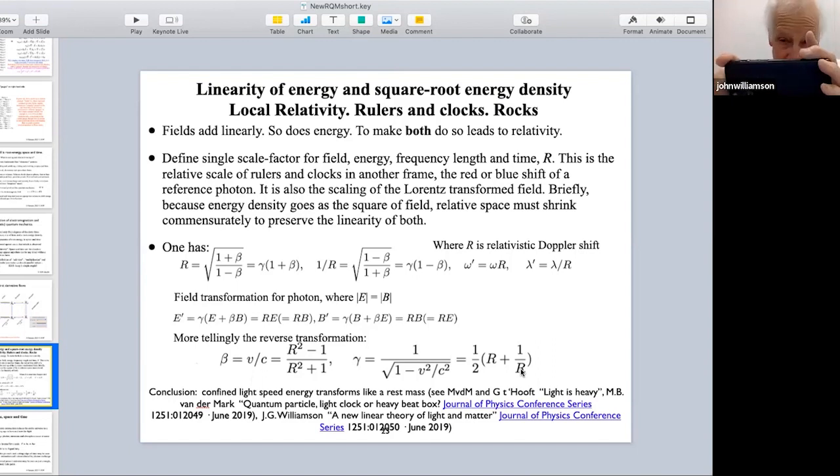So the sum of the pair of those two things is bigger than the sum of two greens. You know, blue plus red is bigger than two greens. By how much? By gamma is by how much. The gamma factor is exactly the difference between the energy gain on blue shifting of 1 over R and the energy loss on red shifting of R. Half of R plus 1 over R is gamma. And beta is (R squared minus 1) over (R squared plus 1). It's just v over c.